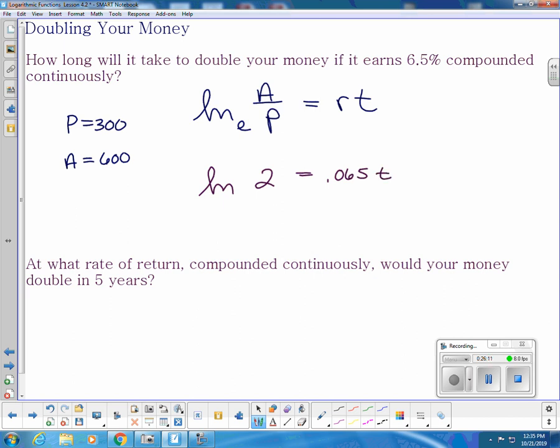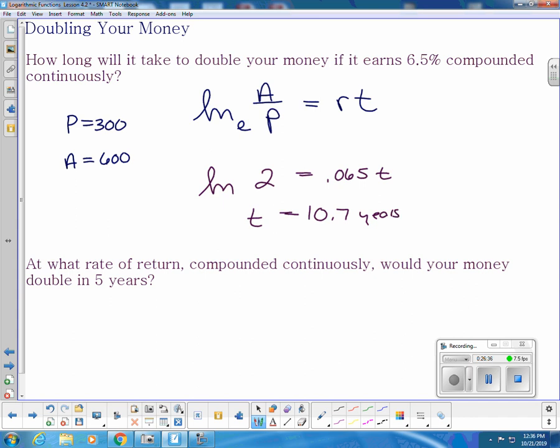And then how do you find your t? You divide by 0.065. Divide it, please. I would like y'all to use your calculators and make sure you're not making a mistake. Make sure you're using the right log. See, that's why I said please use your calculator so we can see if we're going to do this wrong.